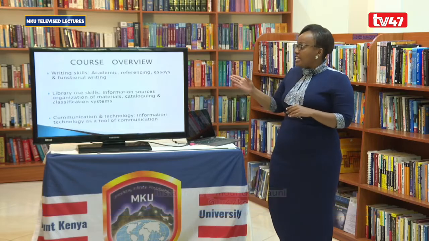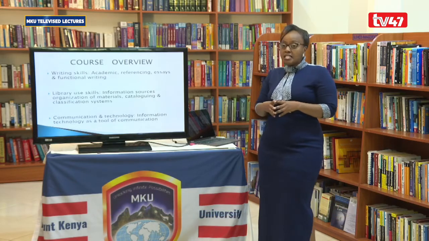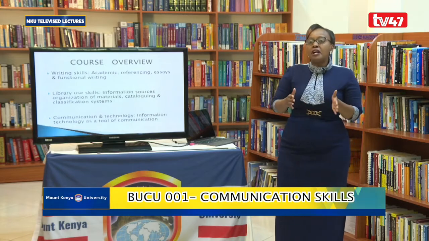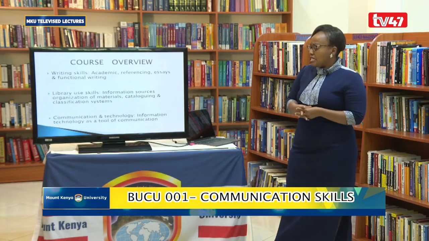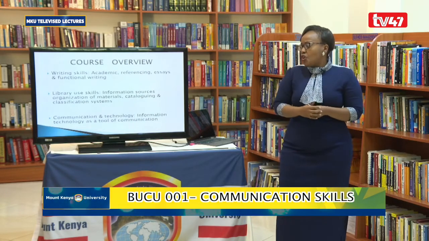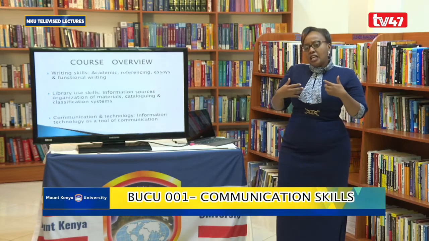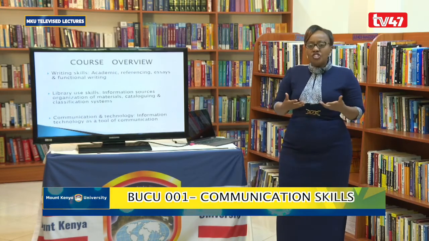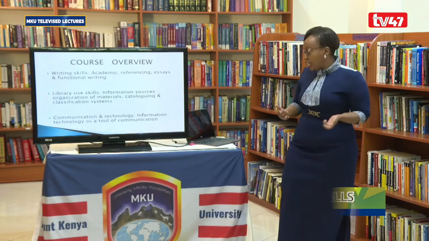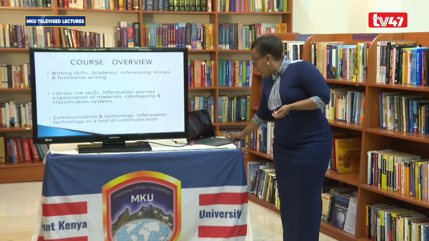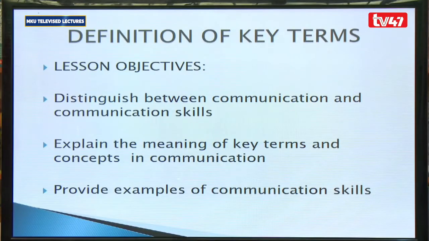And then we're going to look at cataloging. How are these materials in the library arranged or organized? And then lastly, the classification system, like the Dewey Decimal Classification System, and then the Library of Congress Classification System. The last topic is about communication and technology. How can we use technology, information technology, as a tool for communication? So that is what we will cover in this particular topic.